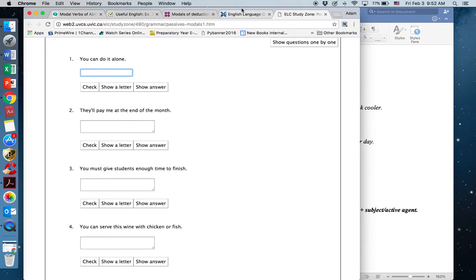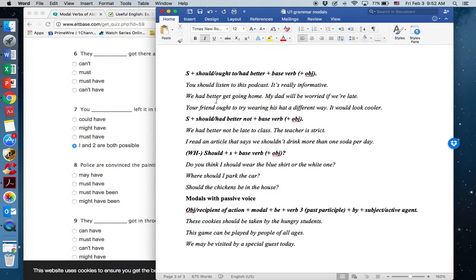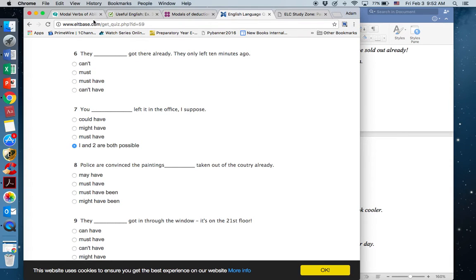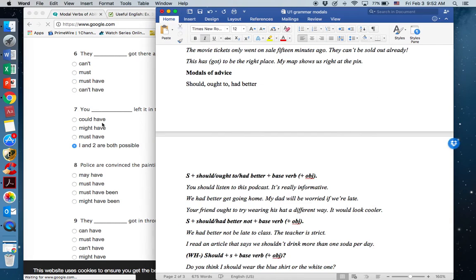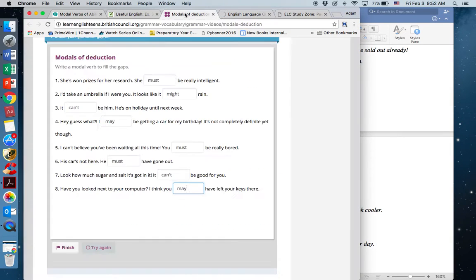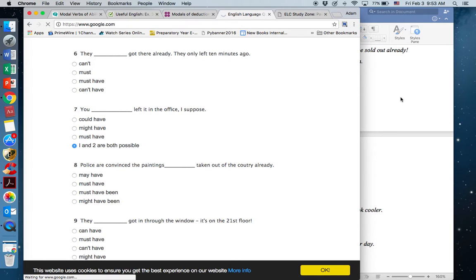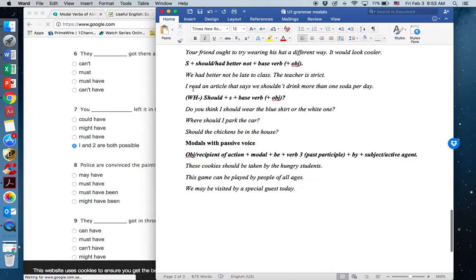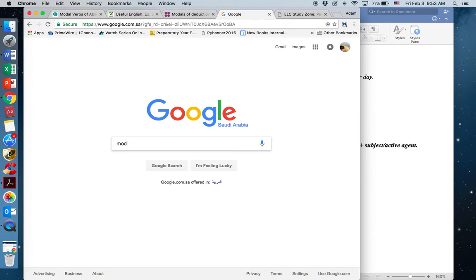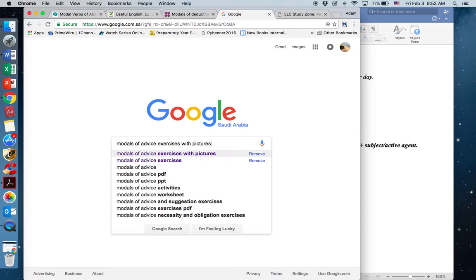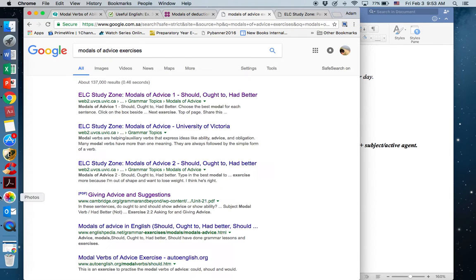You can do it alone. Oops. We got modals of advice. Google quickly, modals of advice. their slow internet. And while we're waiting for the, oh, there it is. Modals of advice, exercises. Should, ought to, and had better. Looks right.